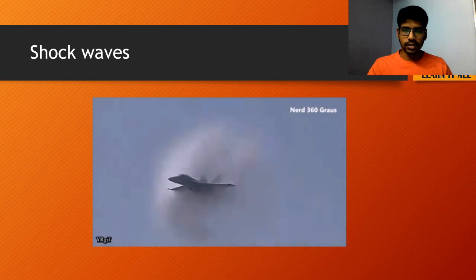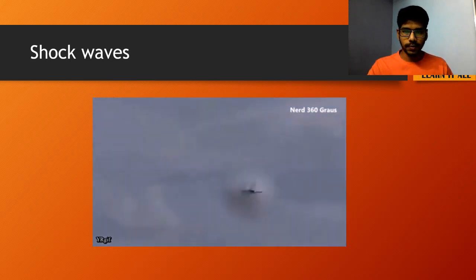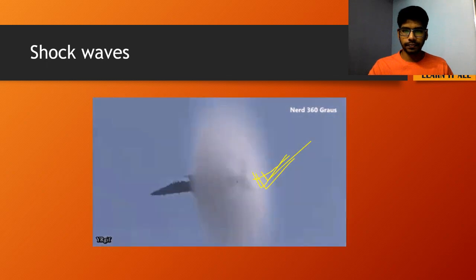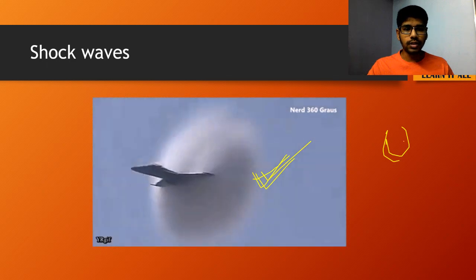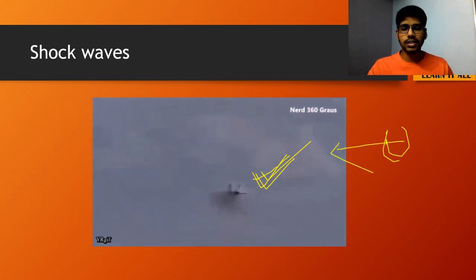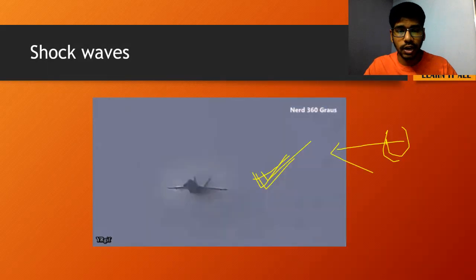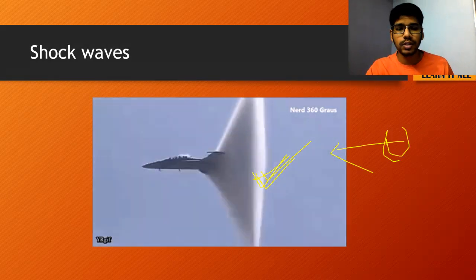These are the shock waves. This is how the shock waves are produced when the object moves faster than the speed of sound, breaking the sound barrier. It works on the principles of the Doppler effect. You have to remember this from the examination perspective.